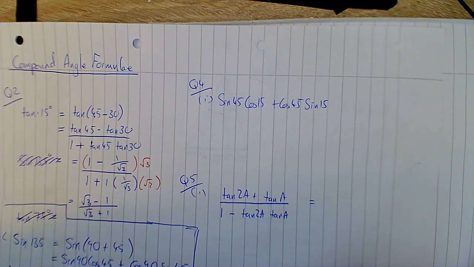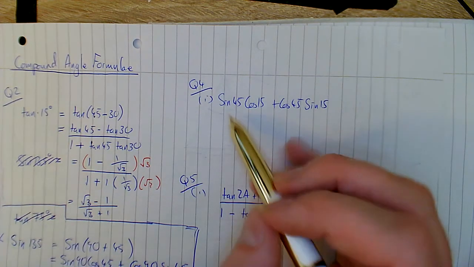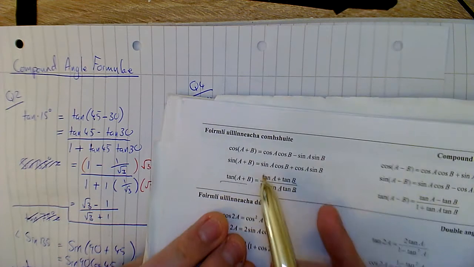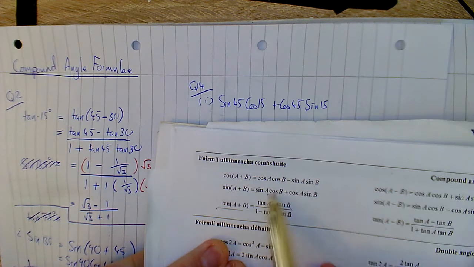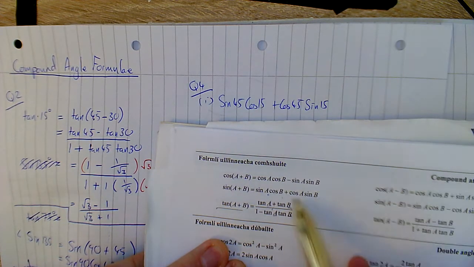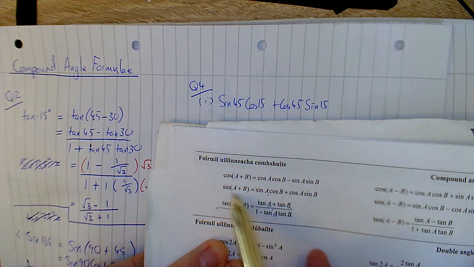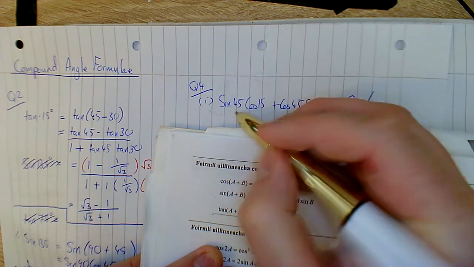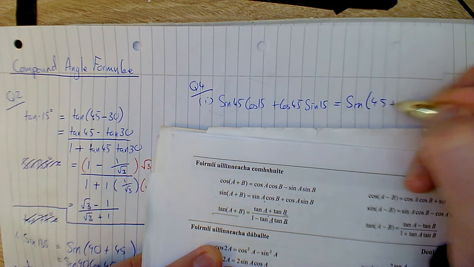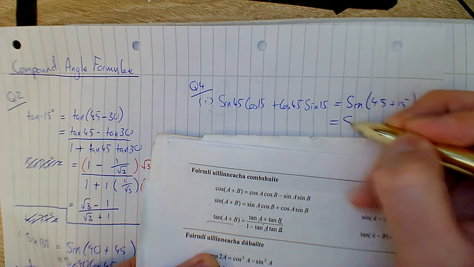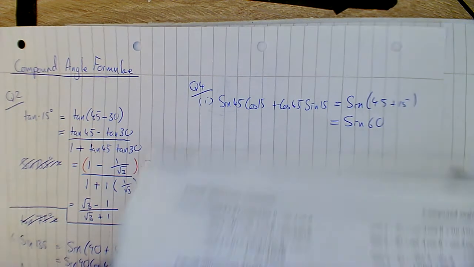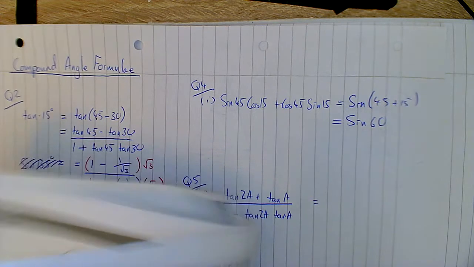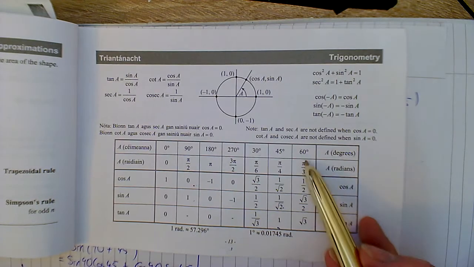Question 4. It gives you something that's laid out like a compound angle formula. They want you to recognize that that's sine A cos B plus cos A sine B. So that's this formula here, sine A plus B. So this just gives us sine of A plus B is 45 plus 15. That's sine 60. And actually 60 is one of our special angles. So if we come back here, sine of 60 is root 3 over 2.